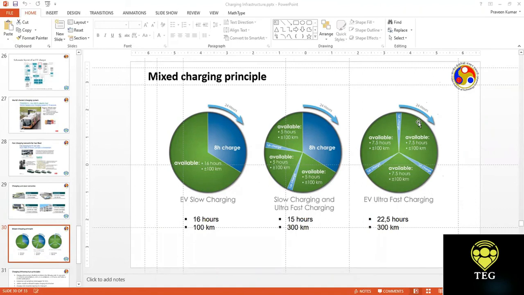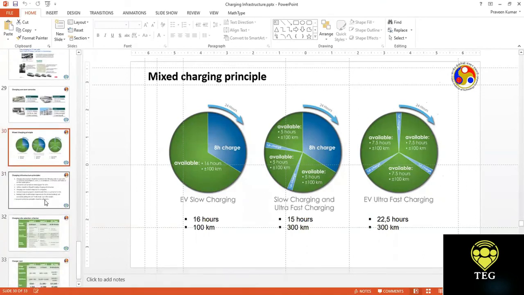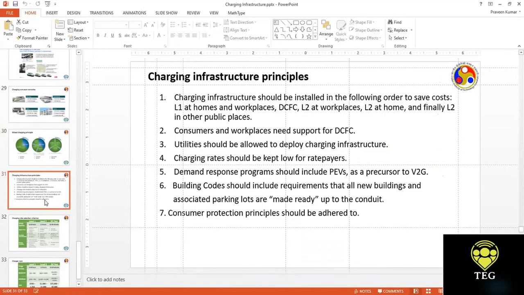So these are the kind of studies that we have to do in detail. Of course, this is to give you an idea of what kind of thoughts should go in when we are designing or planning the charging infrastructure for a city. So this might turn out to be helpful. We don't need to have DC chargers everywhere, but we can have a mix of AC and DC chargers.